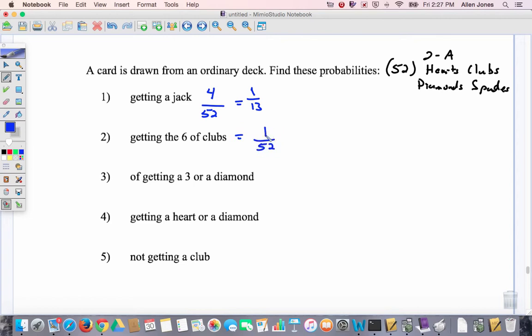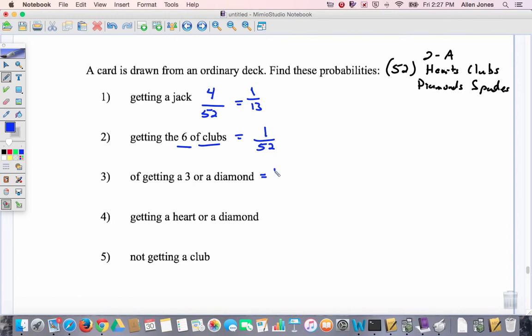Moving on, probability of getting a 6 of clubs. We still have 52 total cards to choose from. In that deck, there is only 1 card that matches up as the 6 of clubs. There are 4 6s, but only 1 6 of clubs, so our probability here is 1 out of 52.